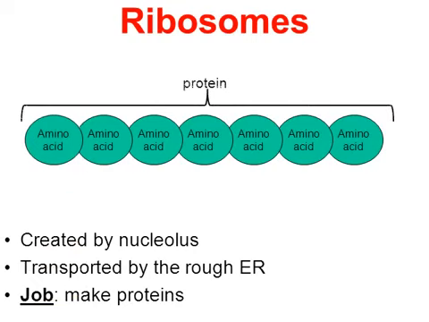This long chain of amino acids is what we call a protein, and that's the job of a ribosome, to gather and build these amino acids into a larger protein. This process, by the way, is known as translation. We're going to learn about it later in the school year, though.